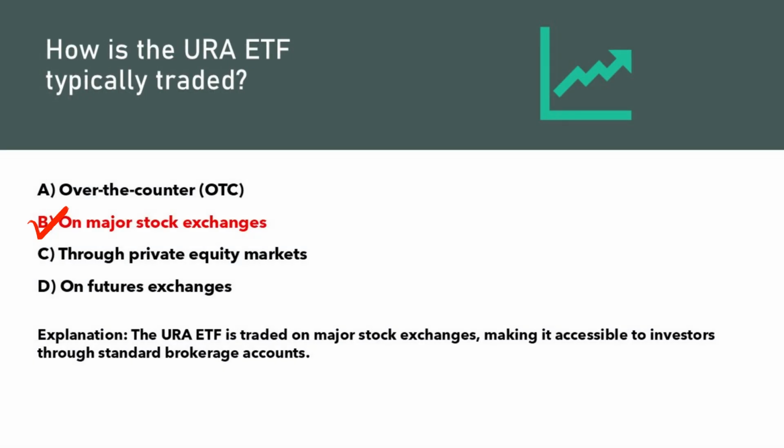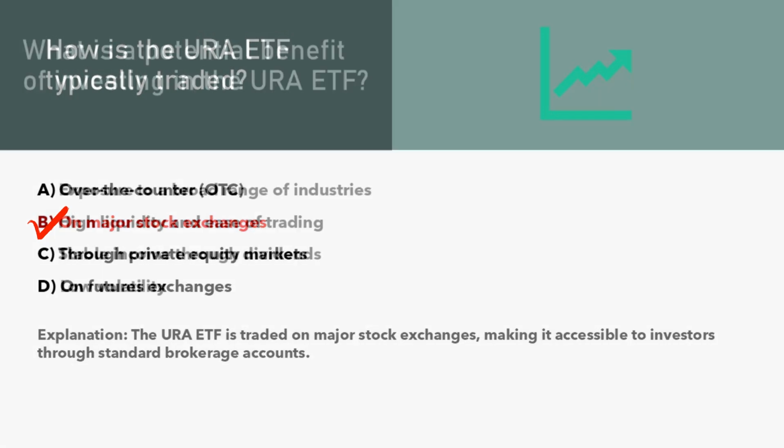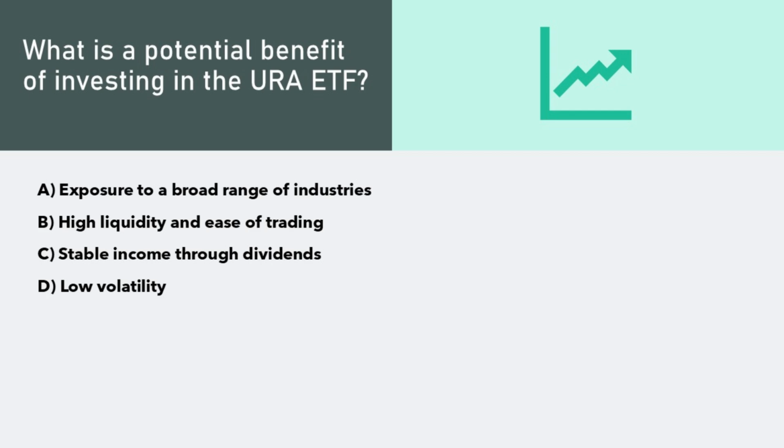Answer: B. On major stock exchanges. Explanation: the URA ETF is traded on major stock exchanges, making it accessible to investors through standard brokerage accounts. What is a potential benefit of investing in the URA ETF?